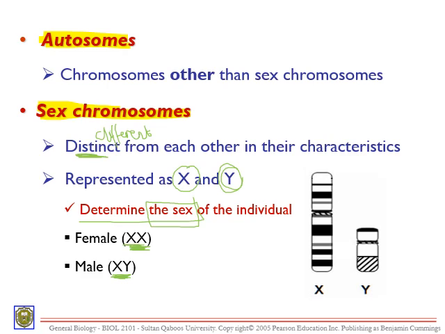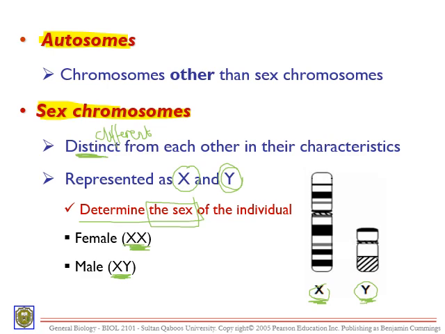Now let's look at the X and Y chromosomes. X and Y chromosomes are unlike the other homologous chromosomes. They are not homologous chromosomes. Why are they not homologous chromosomes? Can you answer this question? Why are the X and the Y not homologous chromosomes?